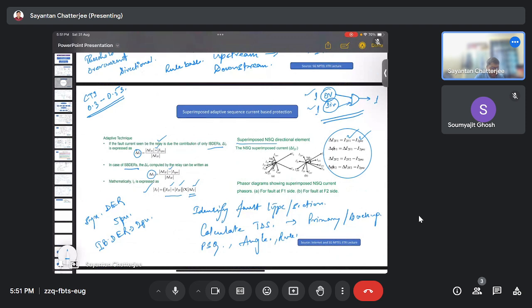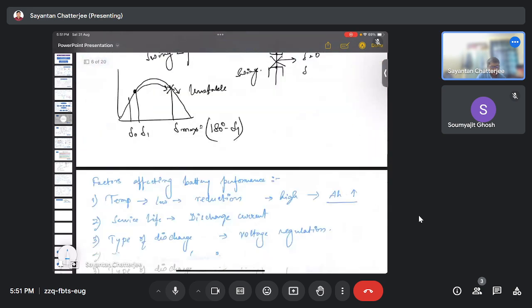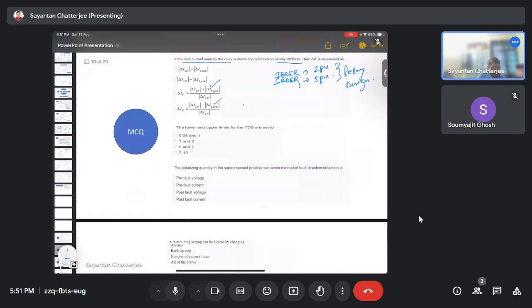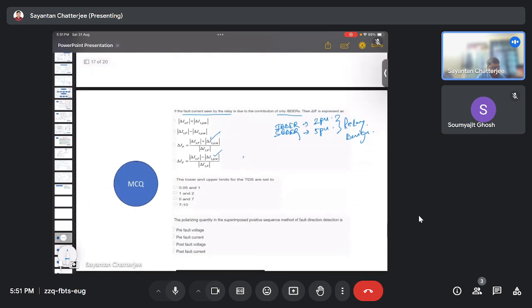1F 2F into del IF. So this is the del IF. That del IF can be calculated. This is for the IBDR. This is for the SBDR. So for the SBDR it's minus, and for the IBDR it's plus. Okay. So the answer of this question is C.